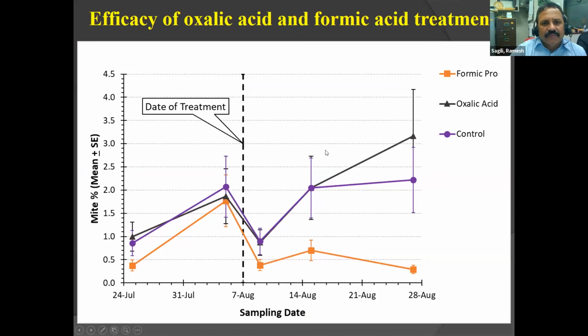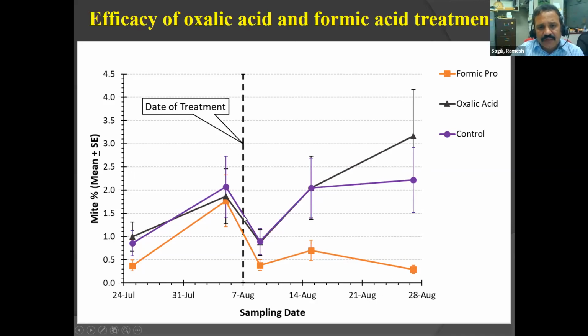So here, this graph is just to show you the efficacy of the products. Again, it's not fair to compare just one treatment of oxalic acid, one vaporization treatment, with formic, because formic is known to be a very good product to control mites. You can see this orange line here, it's formic acid. You got a very good control for mites in a 3-week period.